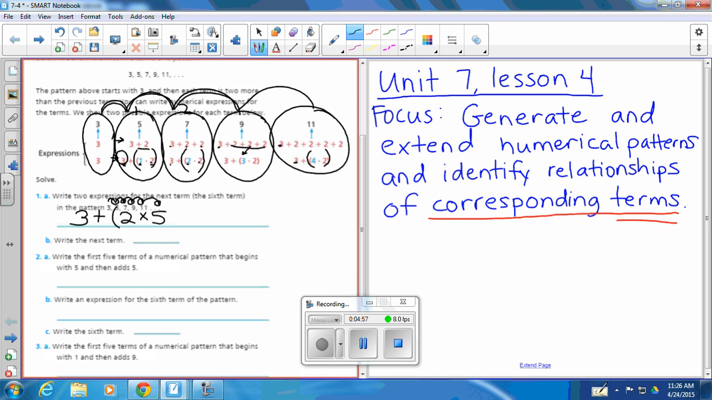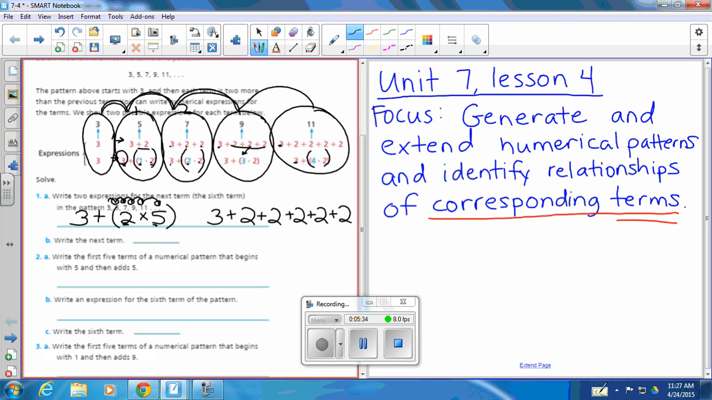Could we do 5 times 2 as well? Yep, that's how they did these. So either way, because multiplication is commutative, it could go either way. So that's one expression we could write. What's another one that we could write? We can take this and expand it. We can do 3 and then add 2 5 times. 1, 2, 3, 4, 5. Either expression will get you to the 6th term in this sequence, which is going to be 13. So write the next term.